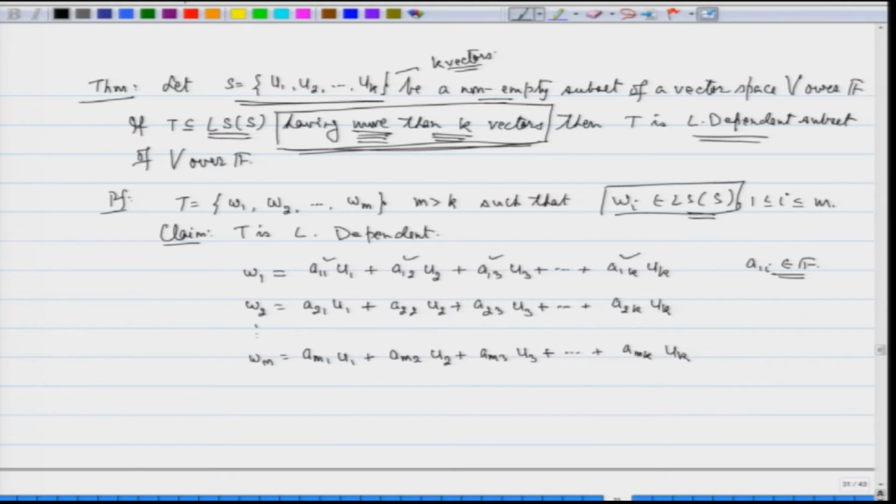Fine. So, be careful, have a look at it nicely. What we are trying to say is that each of the wi's are elements of the linear span. Since they are elements of the linear span, therefore, we can find scalars. That was the definition of linear span and linear combination. When I say that something is in the linear span, it means that I have a solution. So, I have some scalars so that I can write wi's in terms of ui's. So, I can do it.